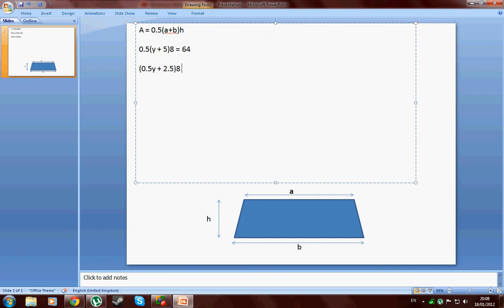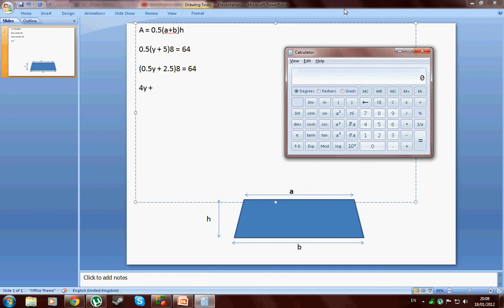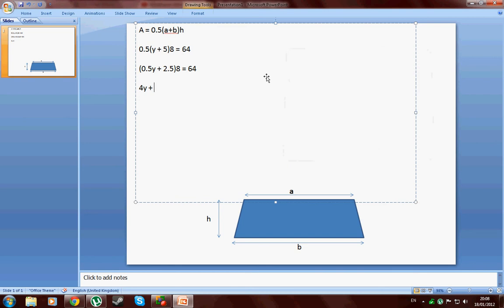We've still got the 8 equals 64 bit to worry about now, though, okay? So now we multiply everything in the bracket by 8, because that bracket is being times by 8. So a half times 8 is 4, so 4 y's, and 2.5 times 8 is... wait, hang on a minute. No, it's not. Sorry about that. It's been a long day. 20. Sorry, guys. And that's equal to 64. Okay, so 4y plus 20 equals 64.